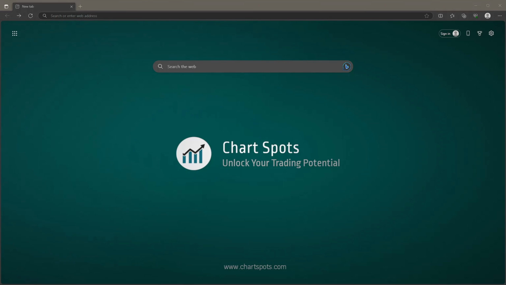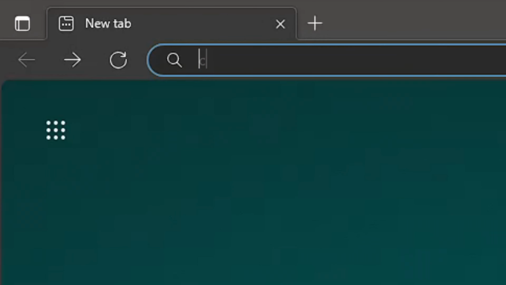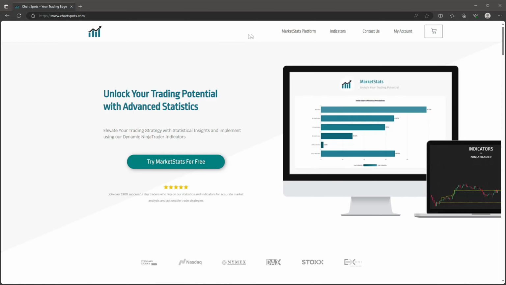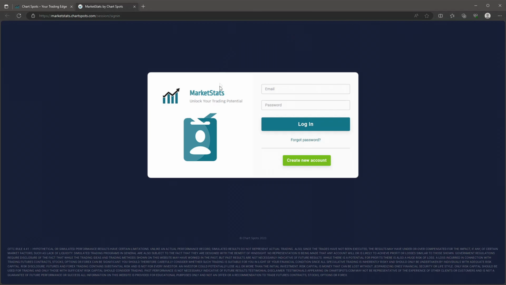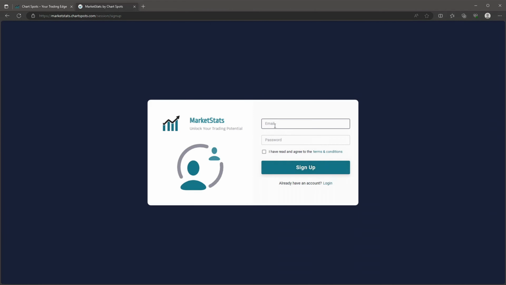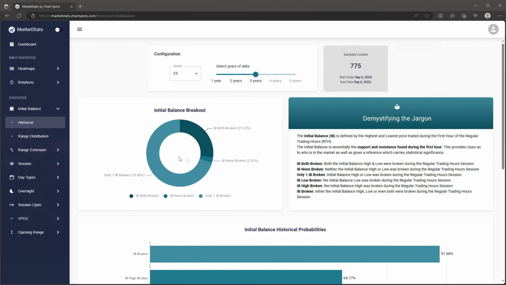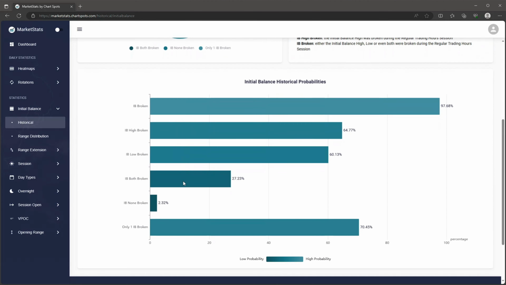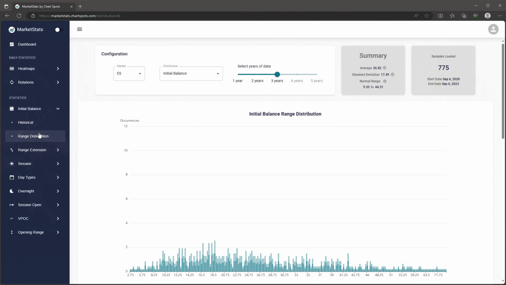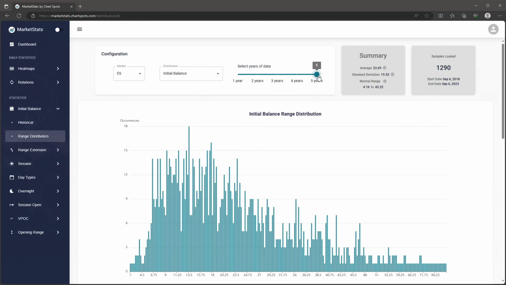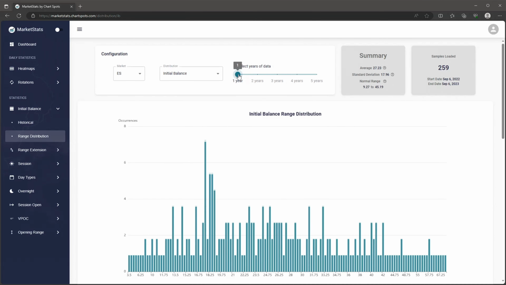Signing up for a Market Stats account is simple and straightforward. Just head over to the ChartSpot website, click on the Market Stats section, and you'll find an option to sign up for a free account. Once you're in, navigate to the initial balance statistics area and you'll find a wealth of data right at your fingertips. And the best part, you can customize how much data you want to see. Whether you're interested in the last year or the last 5 years of statistics, or you want to go back several years, Market Stats has got you covered.